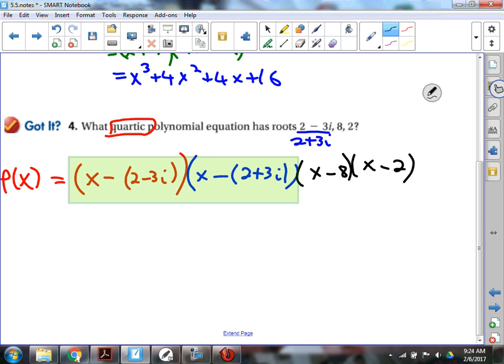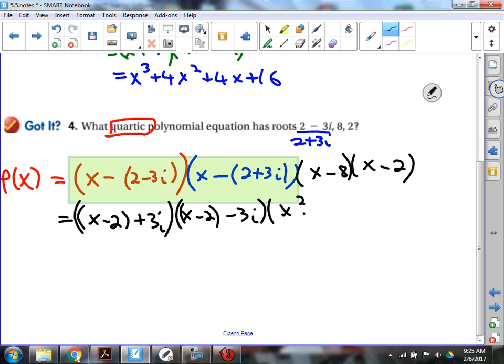Okay. If I were doing that, I would redistribute. I would move some things around. I would write x minus 2 as a group, and then plus 3i. And I know you're thinking, well, it's the same thing. Well, it is, but it isn't. And then I'd have the x minus 2 again as a little group, minus the 3i. And then I go ahead and FOIL that back half. That's x squared minus 10x plus 16.